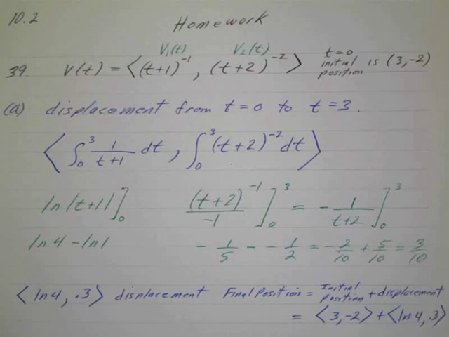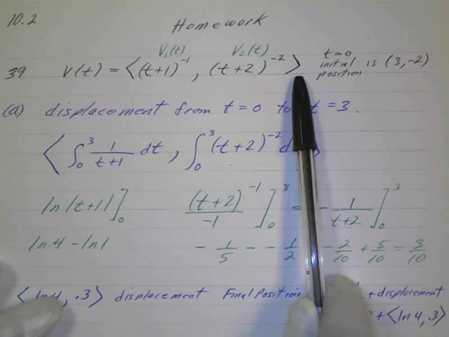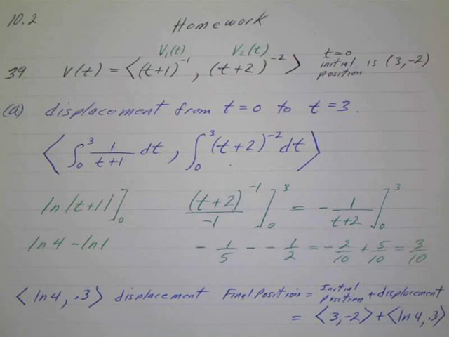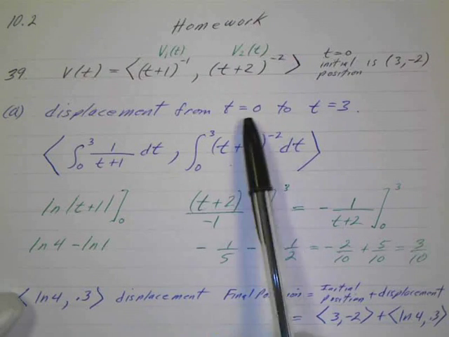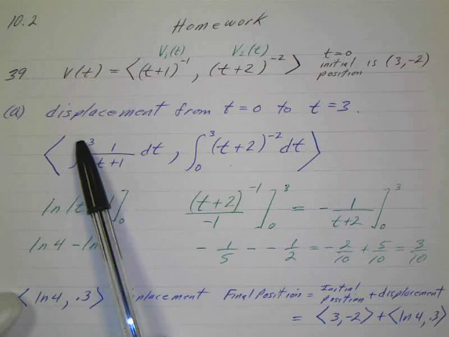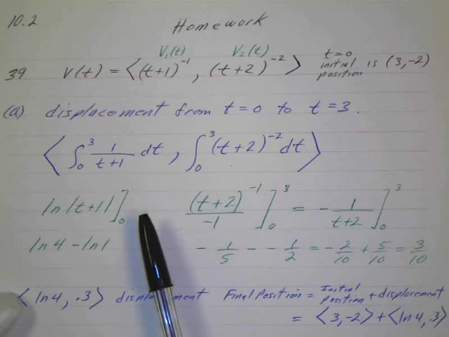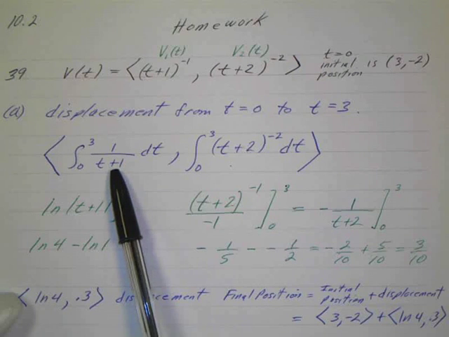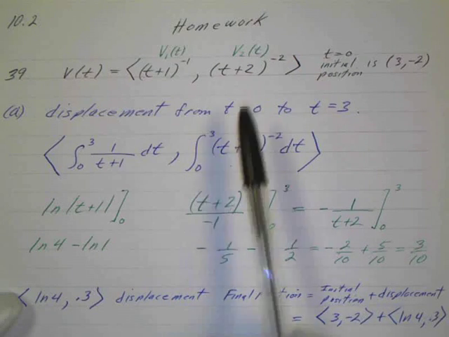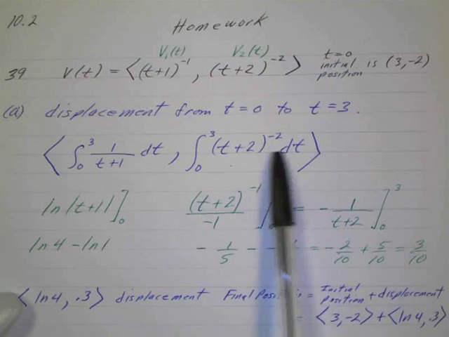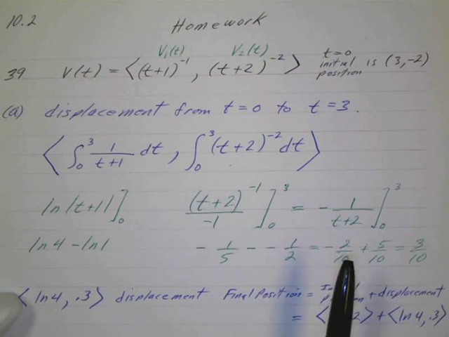It's number 39 from section 10.2, and again we are given the velocity vector, and they want us to find the position. Our initial position is 3, -2. This is my velocity vector, so we want to find the displacement. Just like we did in problem number 37, we'll take the integral from 0 to 3 of the x component, which gives us the x component of our displacement, and the integral from 0 to 3 of the y component, which gives us the y component of our displacement.